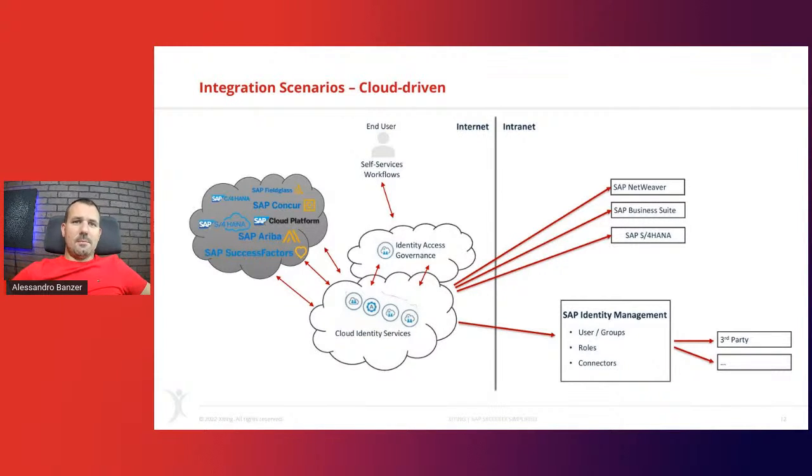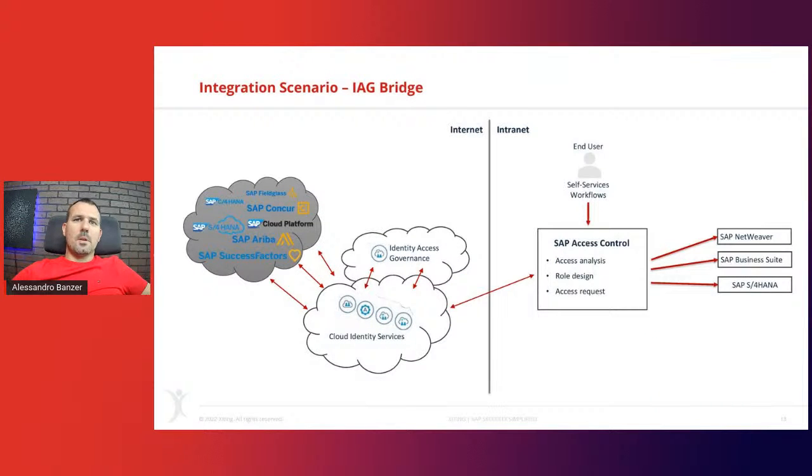On the other side, and this is probably more common nowadays, is what we call the IAG bridge, or a combination of IAG and access control, if you will. But SAP refers to this as the IAG bridge, and that's the right terminology to use. IAG bridge basically means that we have our access control and we have IAG, and they work together.